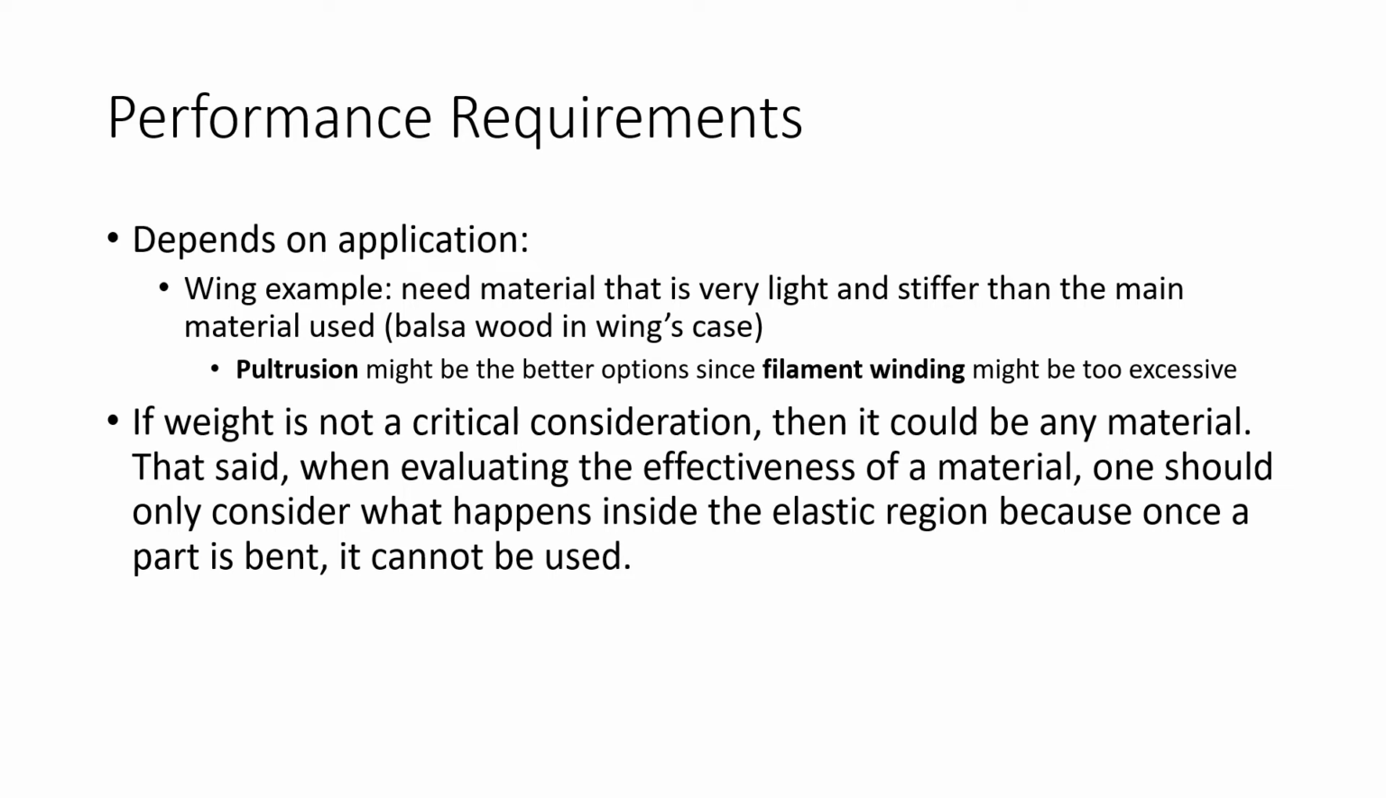Furthermore, it is important to note that when evaluating the effectiveness of a material, one should only consider what happens inside the elastic region, because once a part is bent, it cannot be used. Therefore, the spar should be made of protruded carbon fiber epoxy due to carbon fiber's high strength to weight ratio and the cheap processing costs of protrusion when manufacturing a high volume of composite tubes. Now let's take a look at what the advantages and disadvantages of protruded carbon fiber epoxy spars are when compared to its alternatives.